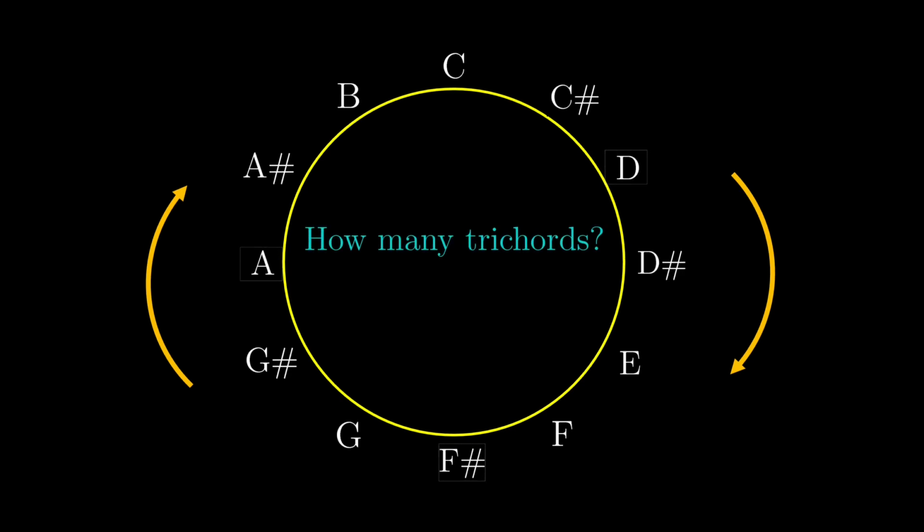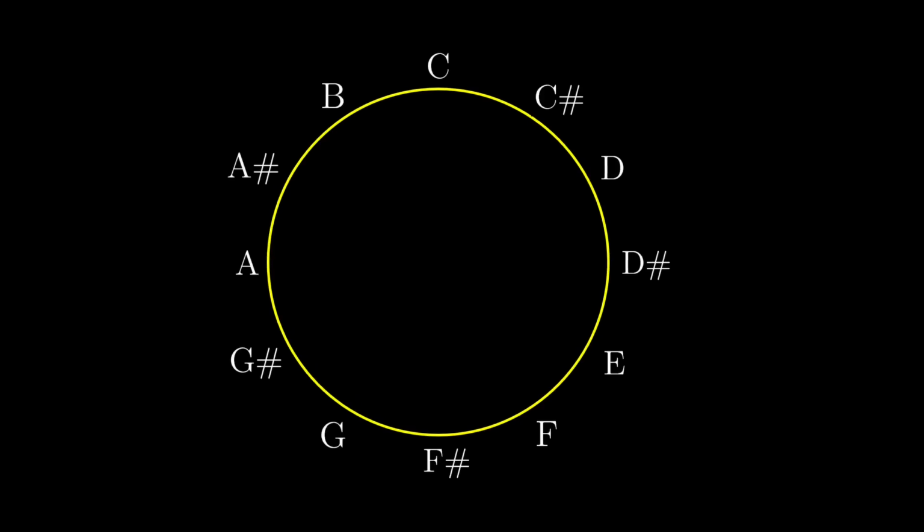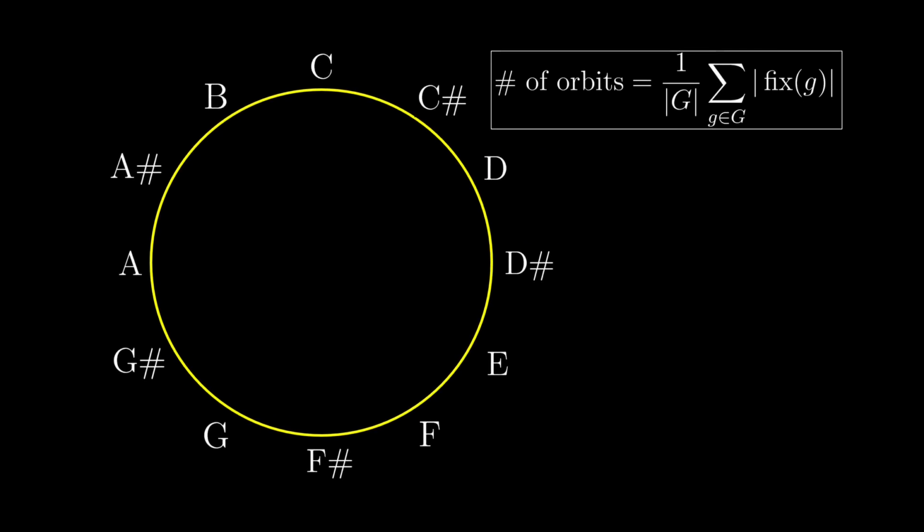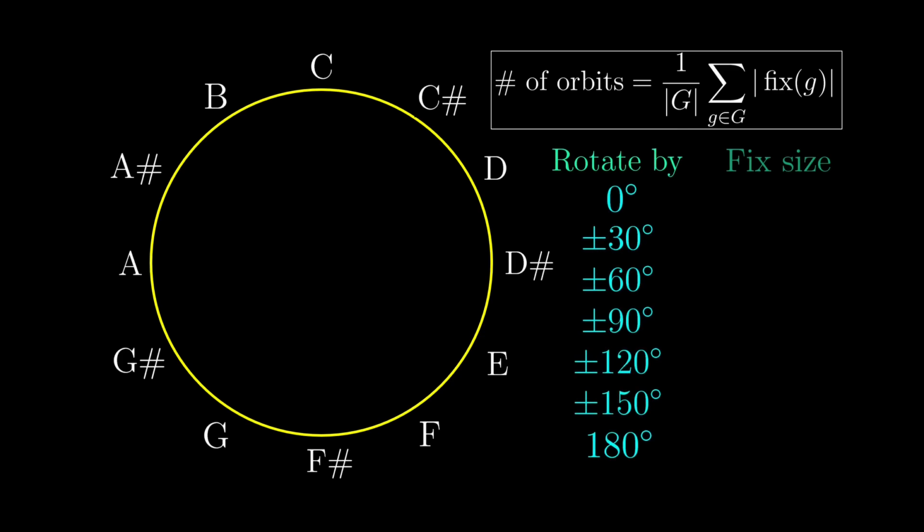So in counting how many trichords, we need to take rotation into account, because if we can rotate one chord to another, we count them the same. Similar to what we did before, we would need Burnside's lemma, and the first thing we need to do is to list all the symmetries we will consider, and compute the fixed size for each of the symmetries.